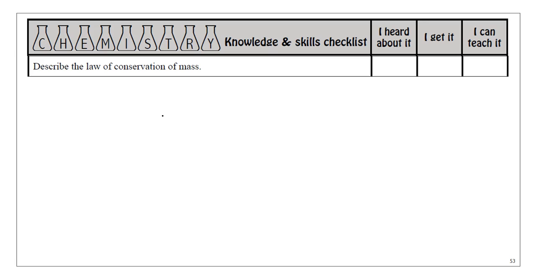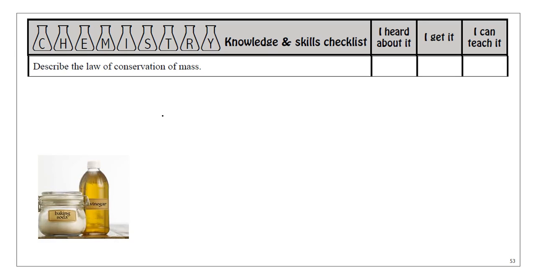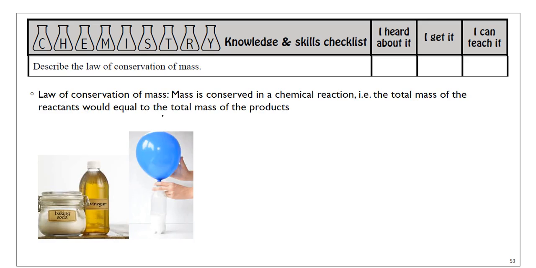Now this is very simple, and I'm sure a lot of you have heard of this in your junior years, but essentially the law of conservation of mass states that mass is conserved in a chemical reaction, which means that the total mass of the reactants would equal the total mass of the products. So I have a little bit of an example here.